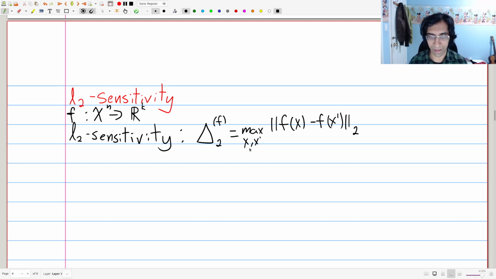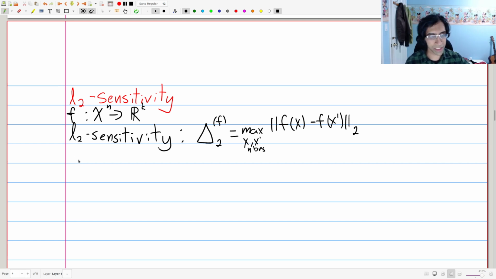It shouldn't be any surprise to you. The only difference, recall last time we considered the L1 sensitivity, which is the L1 distance between the two values and the max of that. But here we're going to consider the L2 sensitivity because it's what works nicely with the Gaussian mechanism.